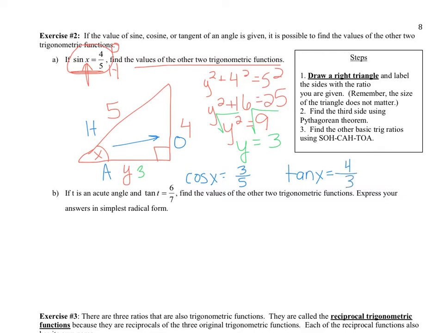This is a good time to mention that whenever we do sine, cosine, or tangent, we always have to attach it to an angle. We can't just have cosine equals 3/5 because cosine is always in reference to some sort of angle that's in the triangle. Why don't you try the next one?